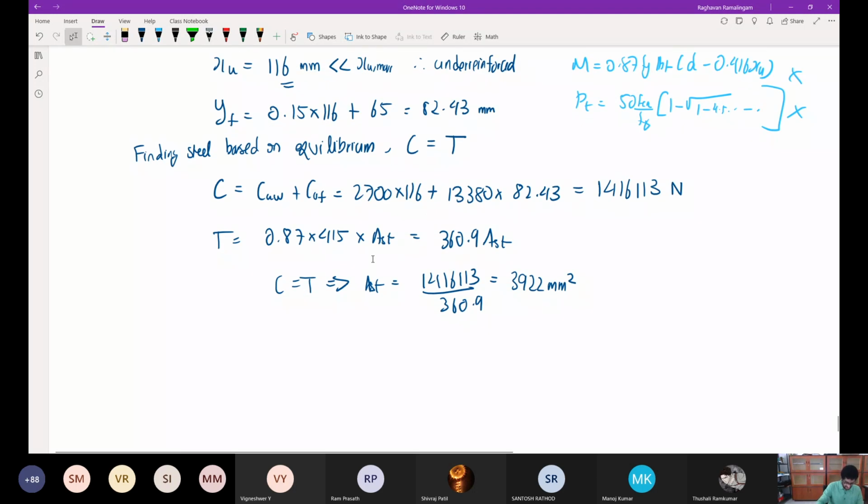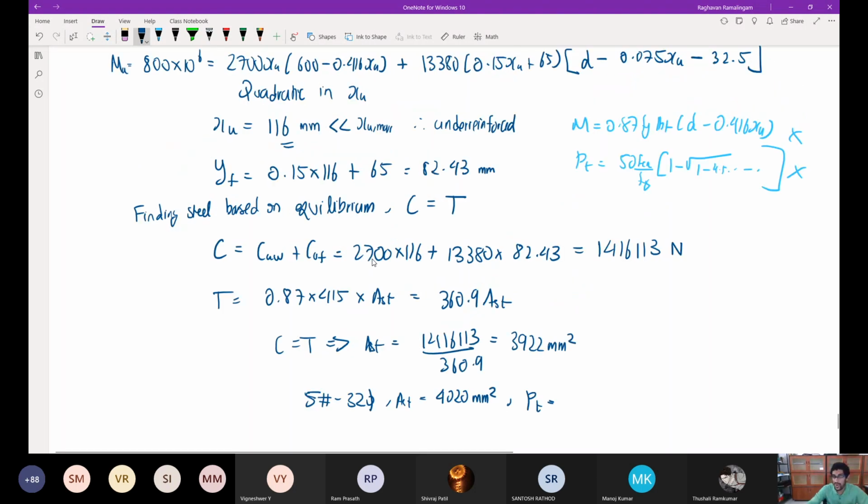So the best option to give for this is about 5 numbers of quite a big diameter, 32 mm diameter, giving you AST as 4020 mm square, and you can also find out the percentage of steel.